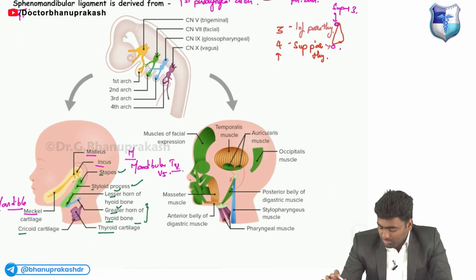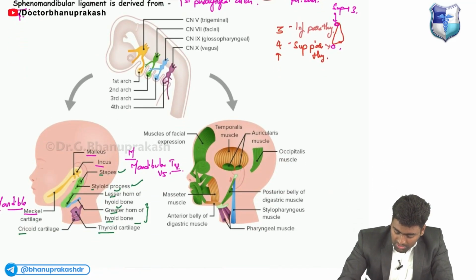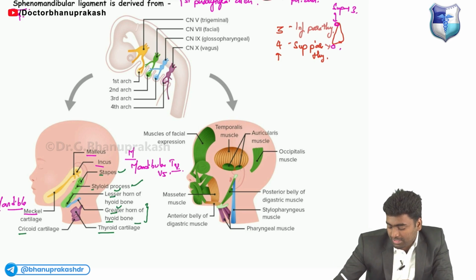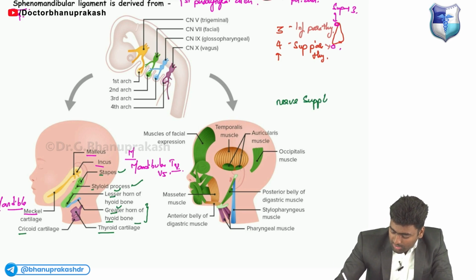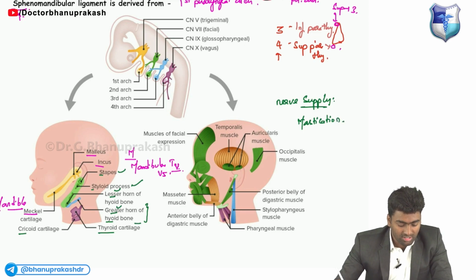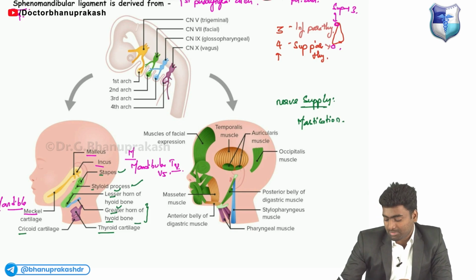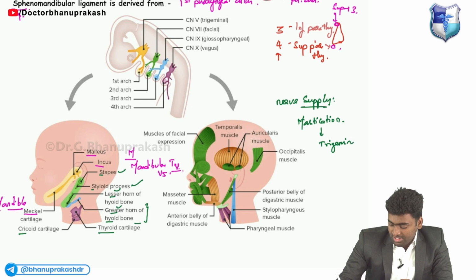Next, we'll move on to the muscular part. If you are able to remember these muscles, it's well and good. If not, just remember them by their nerve supply. How will you remember? If you know the muscles of mastication, we know they are supplied by the trigeminal nerve, specifically the mandibular branch of the trigeminal nerve.